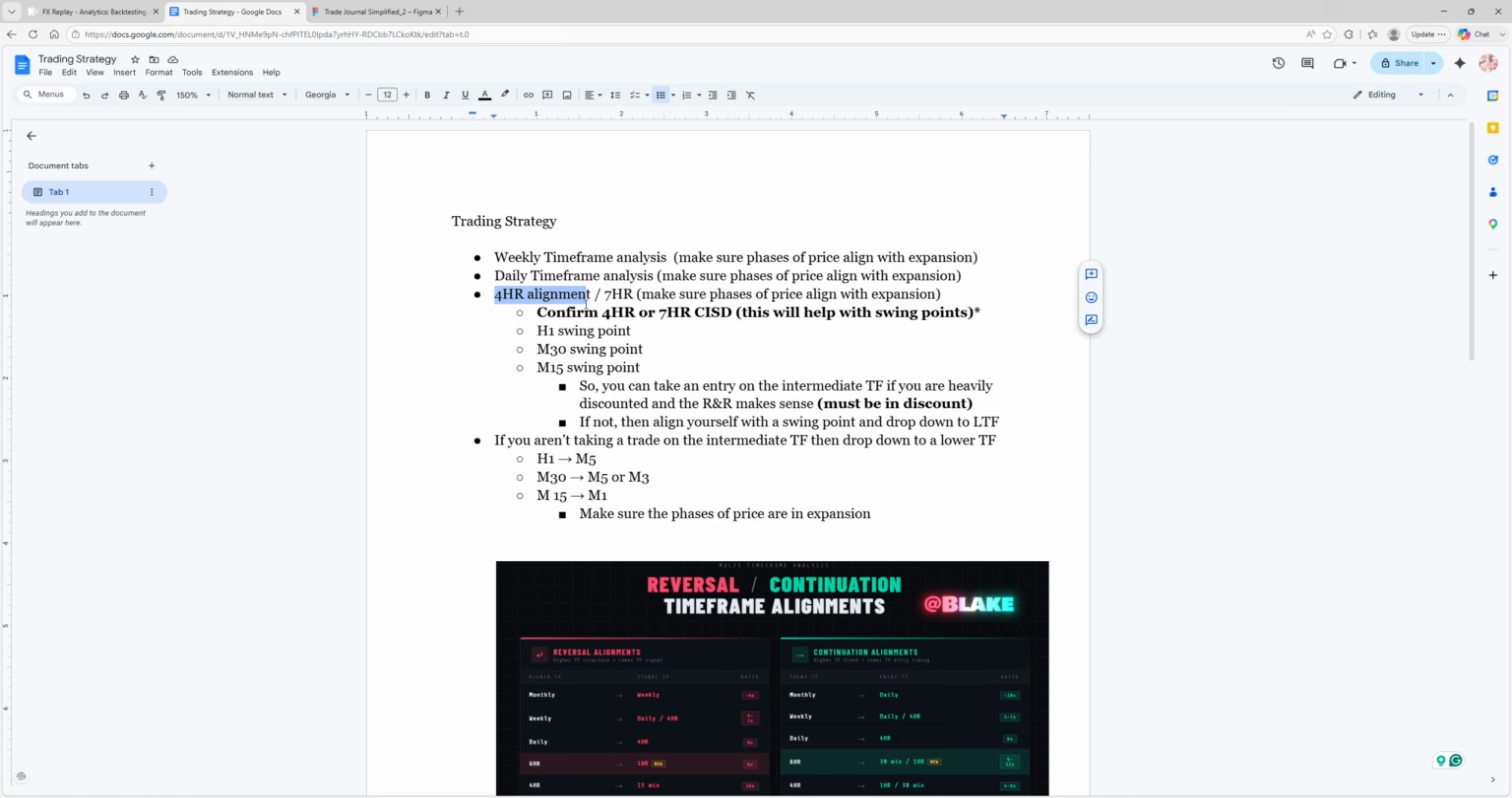And don't get me wrong, I do think the better that you get, you are eventually going to be able to take counter trend trades based primarily on the intraday profile, which is the 7-hour alignment. It just depends, because sometimes you could take a counter trend trade, but the phases of price just make sense. You know what I mean?